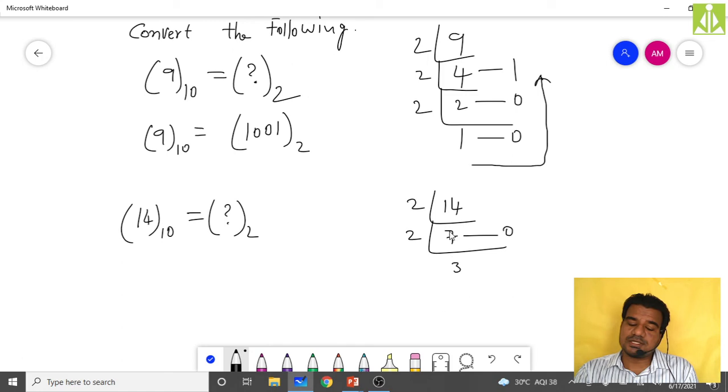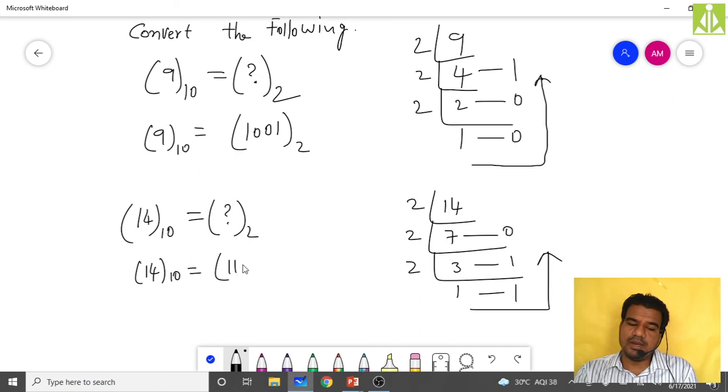Then 2 threes, 6. Remainder is 1. Then 2 ones, 2. Remainder is 1 again. 2 ones, 2 plus 1, 3. Okay, like this. So now 14, when we are reading the remainders, we are getting 11110. Okay. 14 to the base 10 equals 11110 to the base 2.